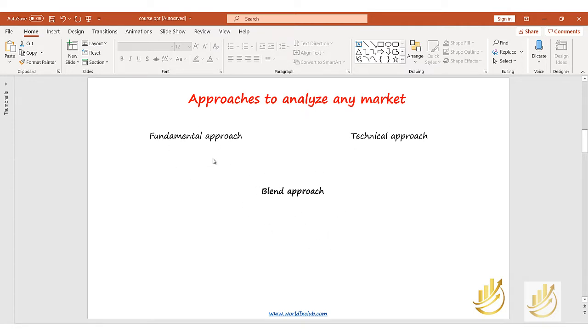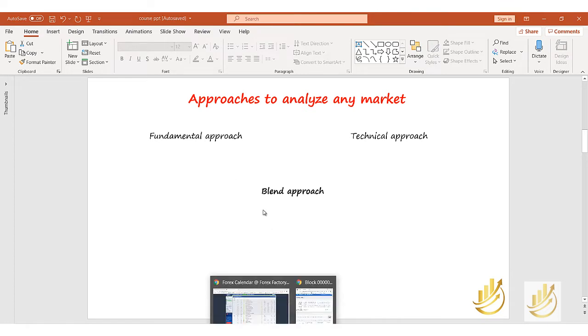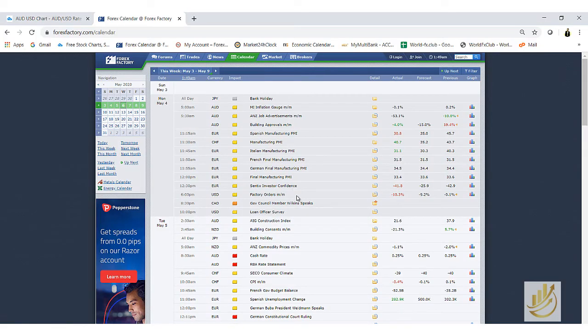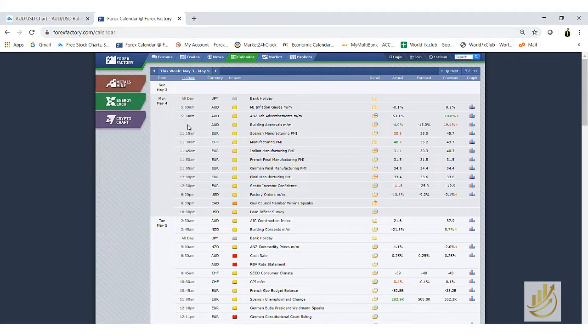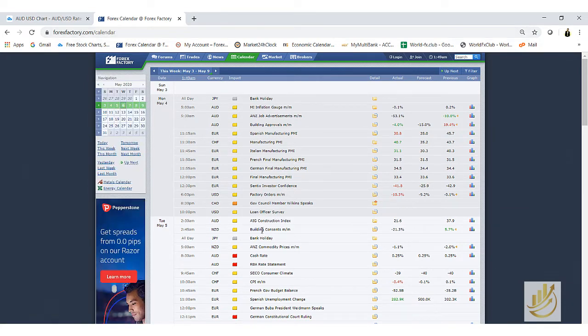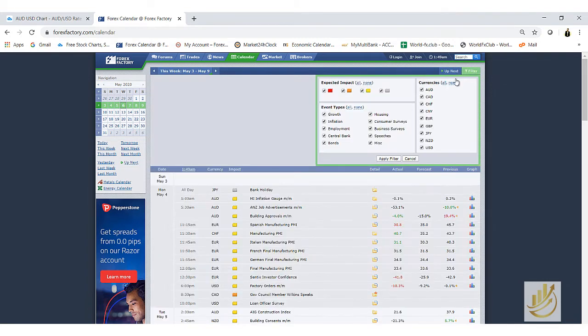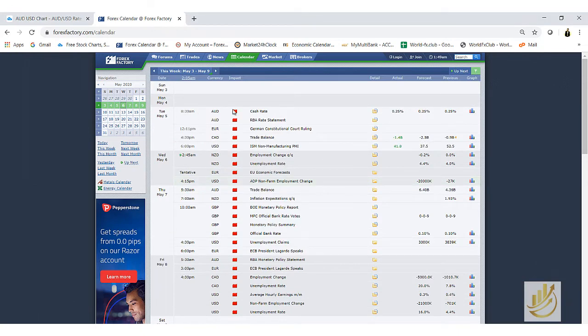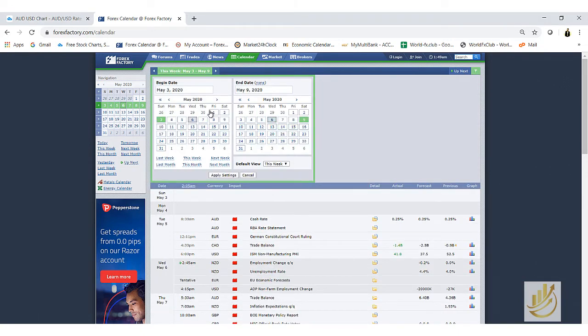In the fundamental approach, basically you will look at high impact news events and then you will decide whether to go long or to go short, whether to buy or sell. So this is a website called Forex Factory where you can track all the major news events, and based on that you can trade. Here we have a couple of options to filter. You want high impact events, you can click on the most highly impacted event, and then you can choose the currency. If I choose all the currencies, then all the news will come. Then you can choose the dates as well, from which date to which date.